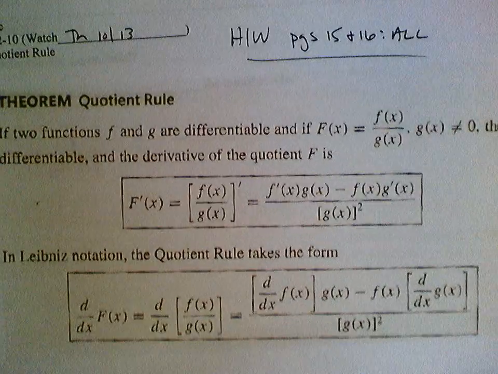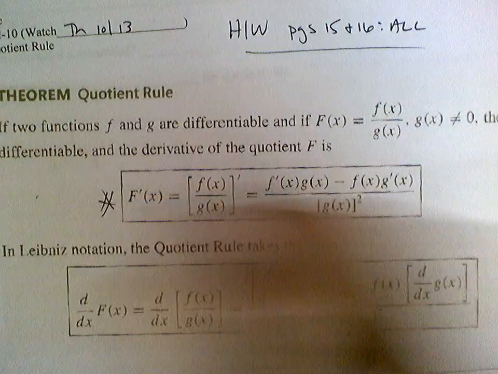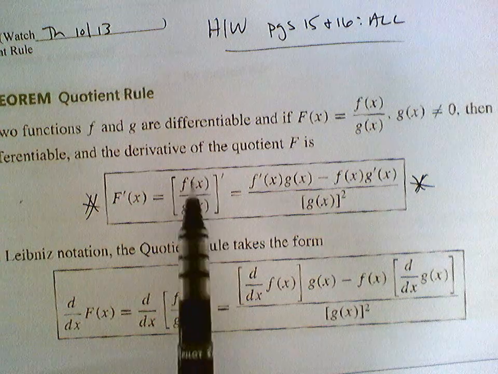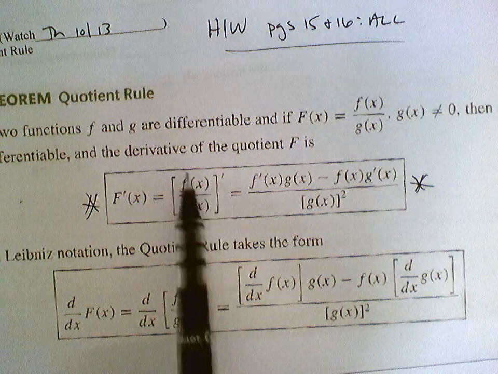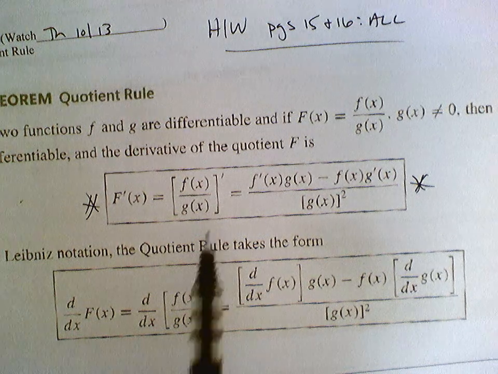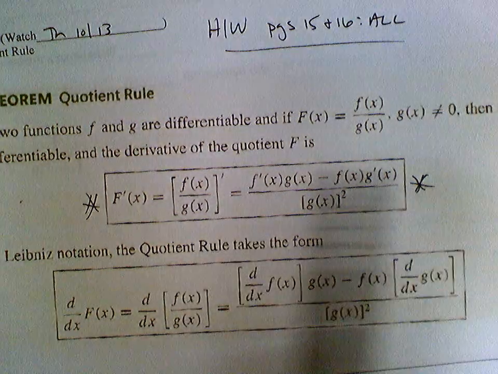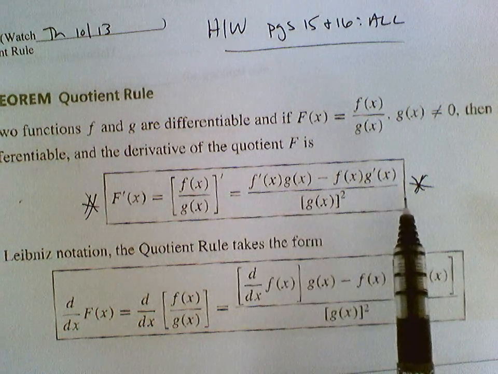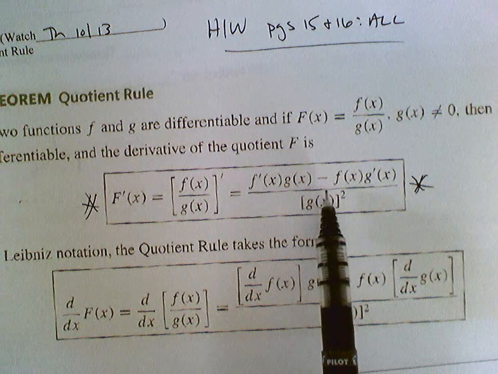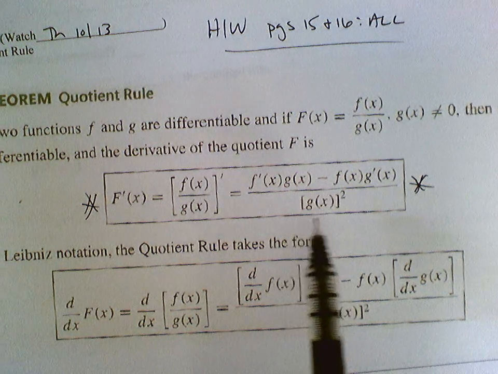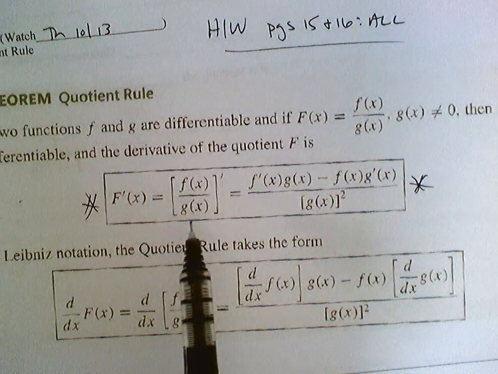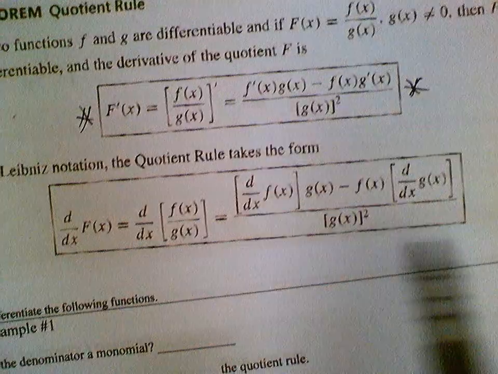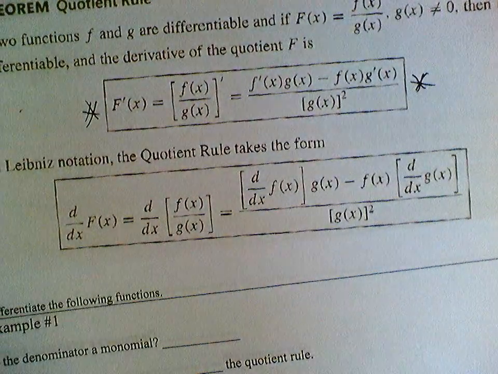So here I clipped from a book a description of the quotient rule. Right here is the formula that we're going to use. We have f of x over g of x, so the quotient of two functions. If we want to differentiate that, then we have to use this formula here. Notice the numerator looks exactly like the product rule except with a minus instead of a plus, and in the denominator you're going to square the denominator of the original function that you're taking the derivative of. And then down here is another description of the quotient rule, but with Leibniz notation.